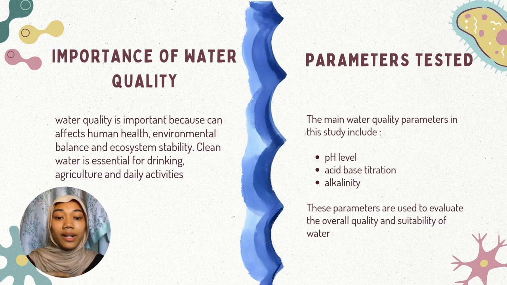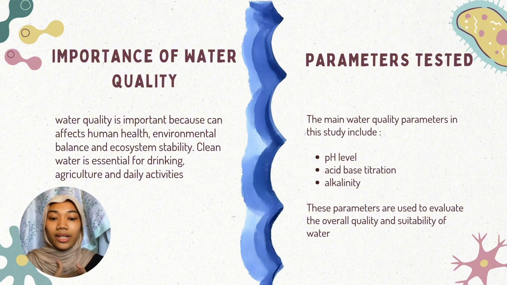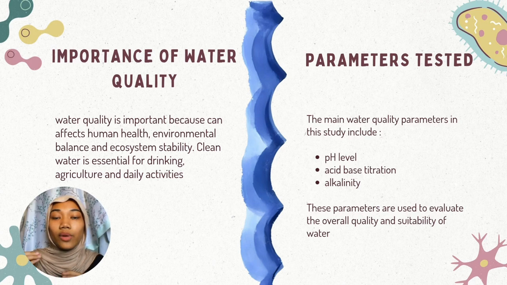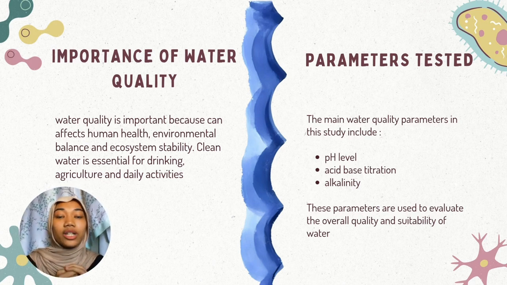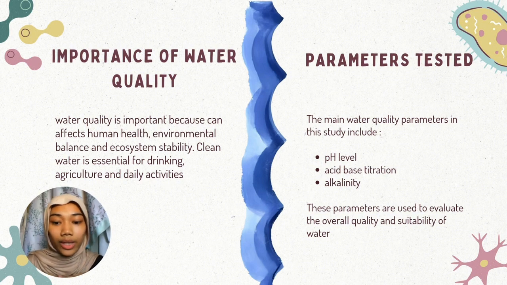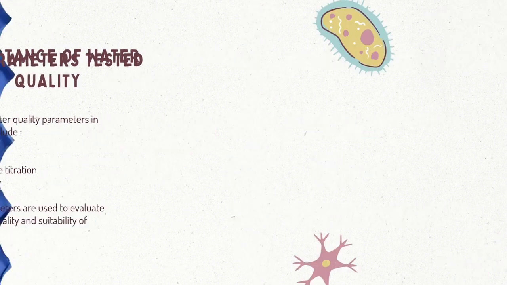In this study, the main parameter tests are pH level, acid-base titration, and alkalinity. The pH level is used to determine whether the water is acidic, neutral, or alkaline. Acid-base titration helps analyze the concentration of acidic or basic substances in the water sample. Meanwhile, alkalinity indicates the water's ability to resist changes in pH.